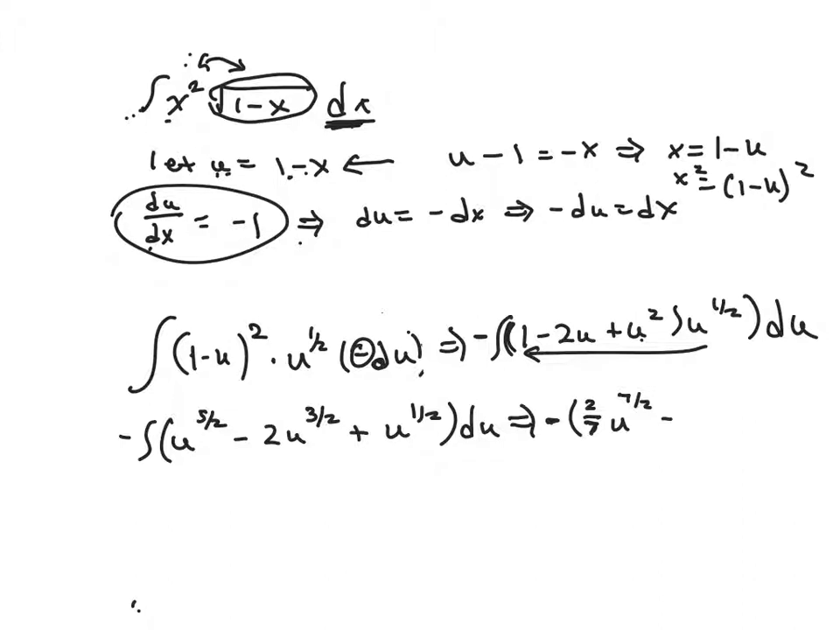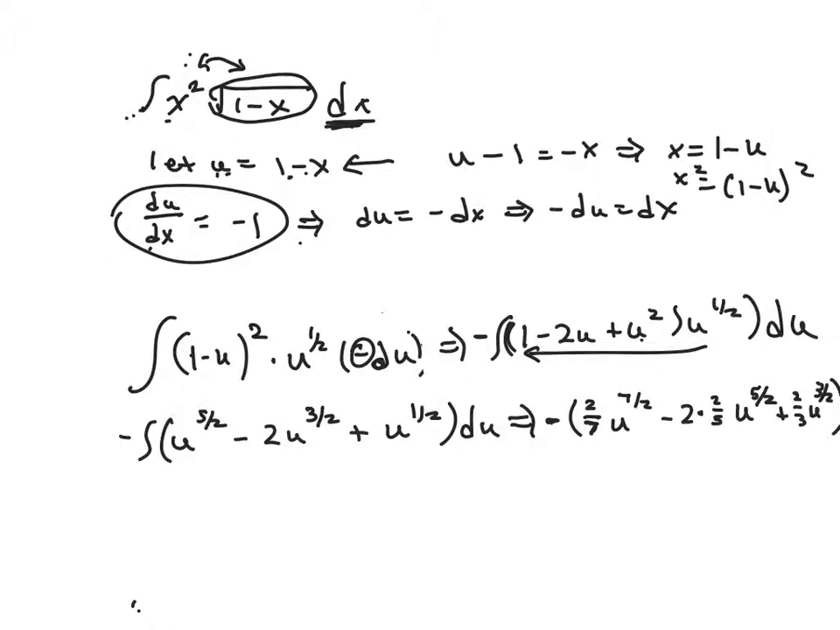And then minus 2 times 3/2 plus 1, it's going to be 5/2. So I'm going to multiply by the reciprocal, 2/5 u to the 5/2, plus, and then add 1 to 1/2, and I get 1.5, which is 3/2, which the reciprocal of that is 2/3.